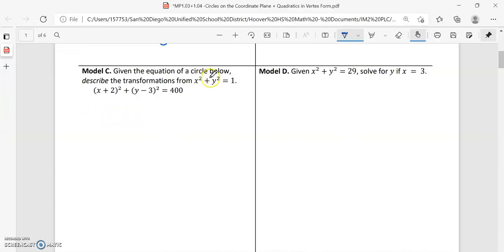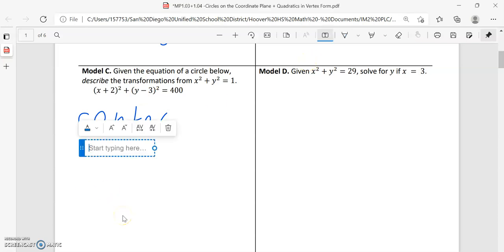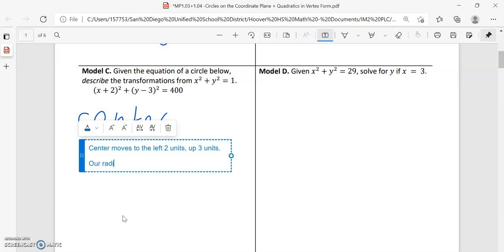So let's see here. Describe the center. I'm going to type in: center moves left 2 units, up 3 units. Our radius is 20. That's it right there.